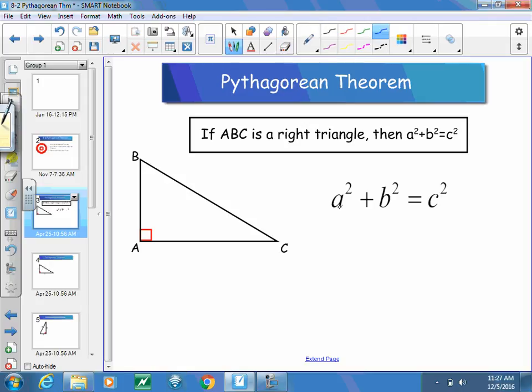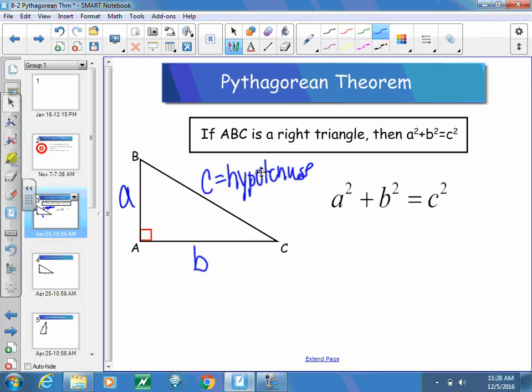Now the a and the b stand for the two legs of your right triangle. So it's the two sides that make up the right angle. And c is always going to be your hypotenuse. Your hypotenuse is always going to be the longest side of a right triangle, and it's always going to be opposite of that 90-degree angle. People get confused with that all the time, but your longest side should always be that value of c, which is your hypotenuse.